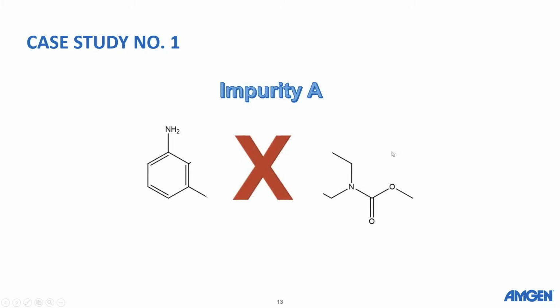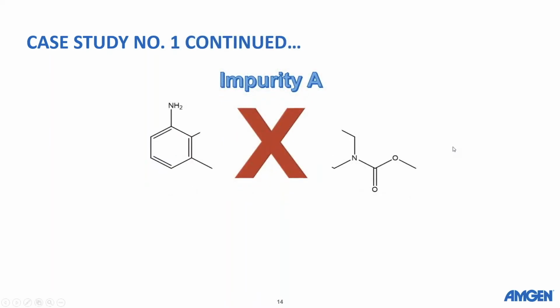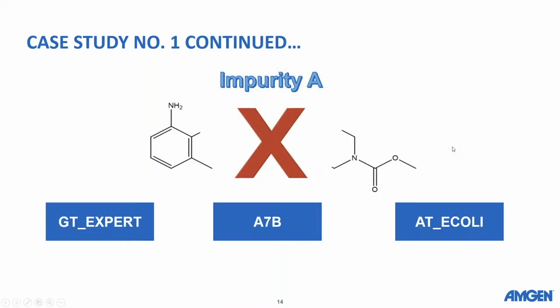So now I'd like to share with you 4 case studies that utilize both the similarity search and the Consolidator tool. The first case involves impurity A. Impurity A was tested utilizing 3 models. So this is Expert, A7B, and AT E. coli.